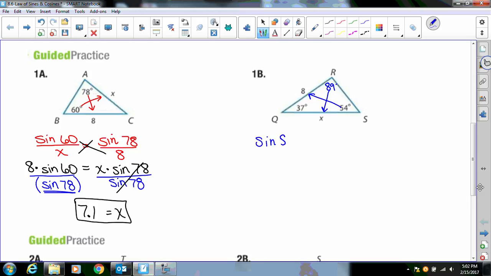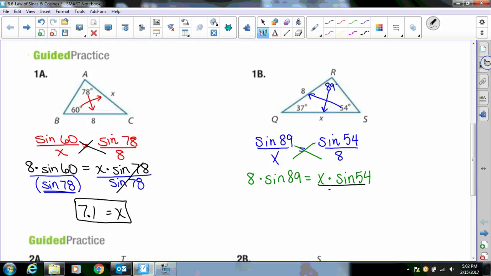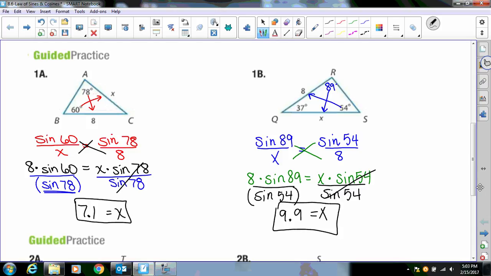So the sine of 89 over its opposite side x is equal to the sine of 54 over its opposite side 8. And then we're going to cross multiply. So 8 times the sine of 89 is equal to x times the sine of 54. And then again, just like we did before, we're going to divide by that sine of 54 because that's going to cancel. And I have to do that on this side as well. And I'm going to make sure that I put that in parentheses on my calculator. So on my calculator, I'm going to have 8 times sine of 89 divided by parentheses sine of 54. And you should get 9.9.